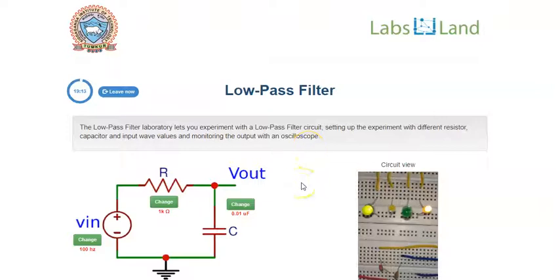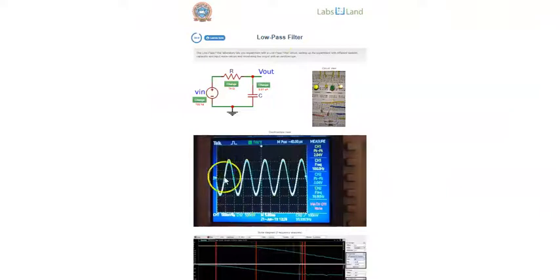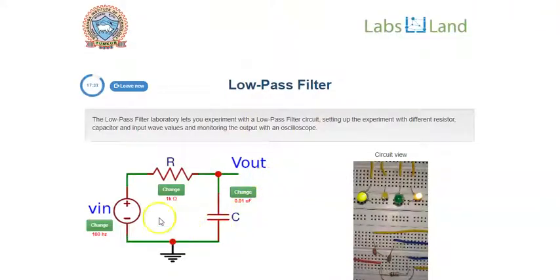Welcome to Ultraconcurrent Laboratory on Low-Pass Filter. It has 4 different views. The schematic view shows the first-order low-pass filter using RC network. It has variations in 2 circuit parameters and 1 signal parameter.